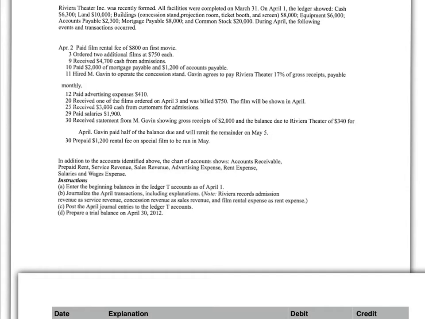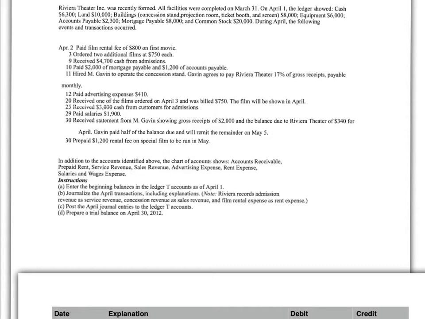Okay, now we're going to demonstrate how we record business transactions using the journal, and then how we classify them and summarize them by posting them to the ledger. First of all, the journal. Riveria Theater was recently formed. All facilities were completed by March 31st.